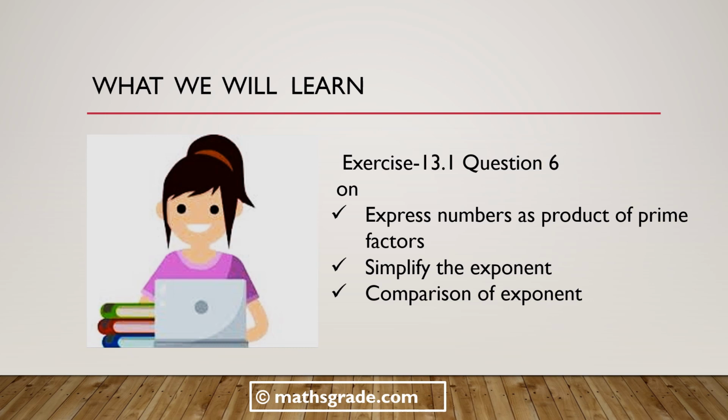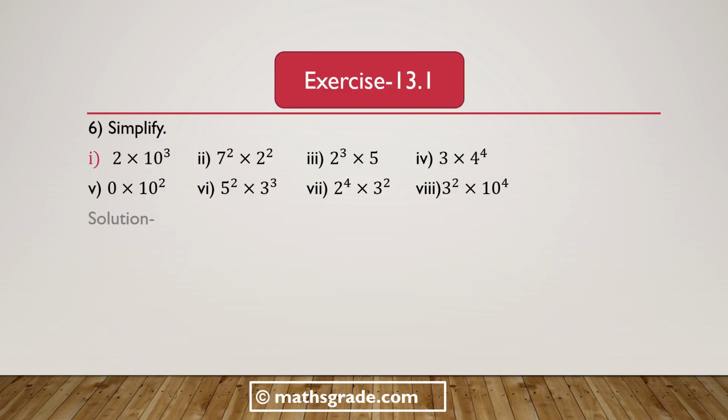Today we learn and solve exercise 13.1 questions 5, 6, 7 and 8 of chapter 13. Chapter name is Exponent and Power and the topics are express numbers as product of prime factors, simplify the exponent and comparison of exponents. Now we solve question number 5. Question number 5 is simplify. First bit is 2 multiplied by 10 cube. We have to simplify 2 multiplication with 10 to the power 3.